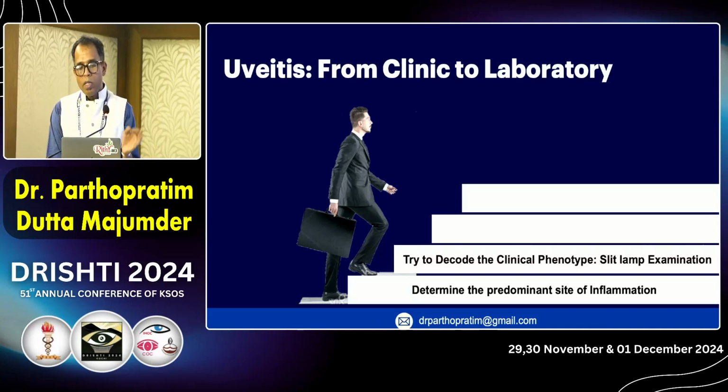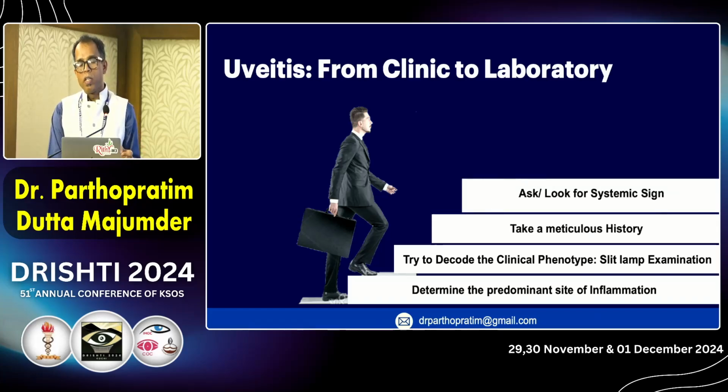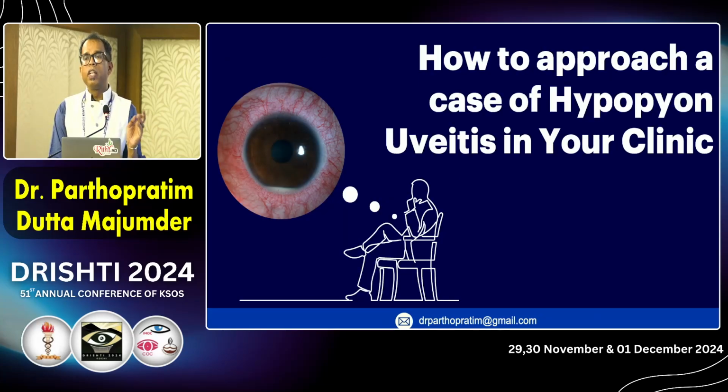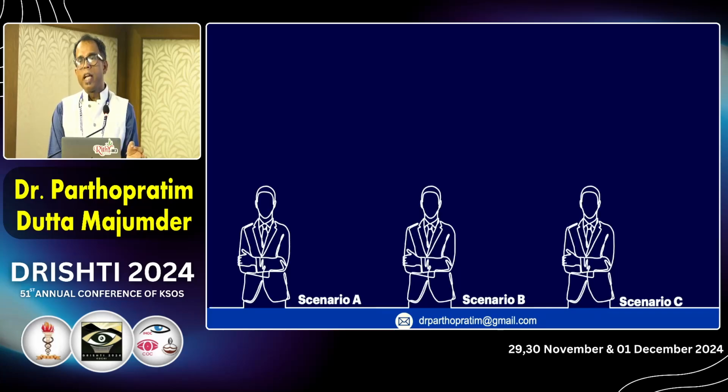Try to decode the clinical phenotypes, do a slit lamp examination, take a meticulous history, and also look for the systemic signs. So I'll just follow Risha's path and give you three examples of how to approach a case of hypopyon. For example, we can divide it into scenario A, scenario B, scenario C.